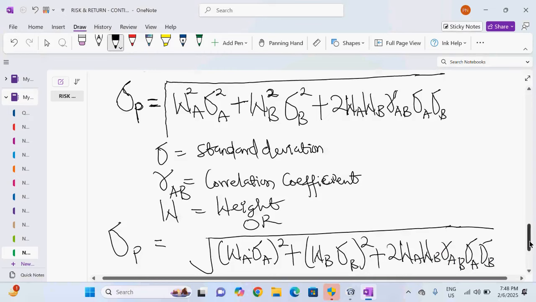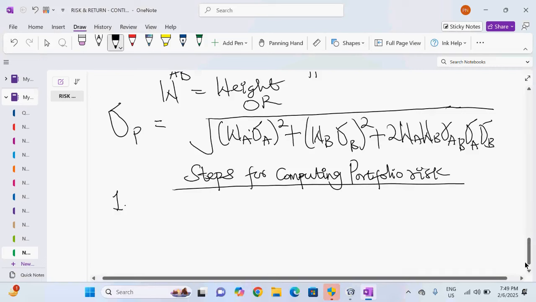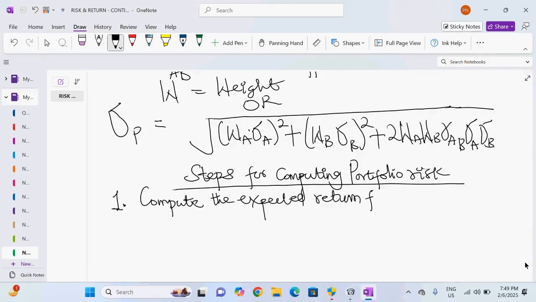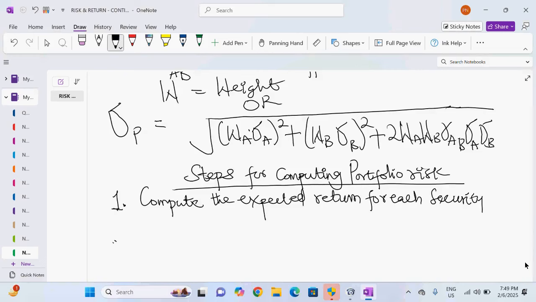All right. So now let's go through the simple steps for computing the portfolio risk. Let me give you the steps that will guide you. Steps for computing portfolio risk. One, compute the expected return for each security. Here we'll limit ourselves to two securities, as we've done, A and B.